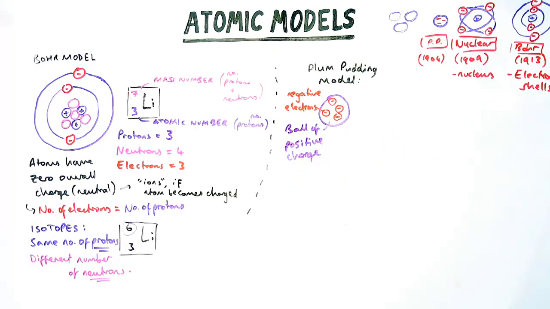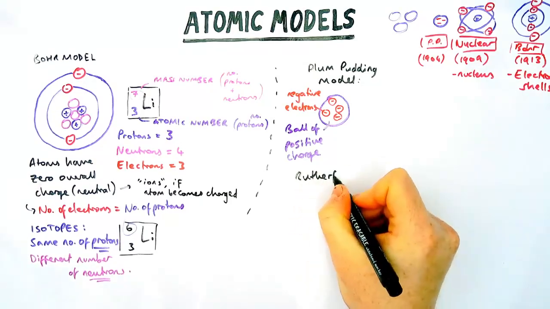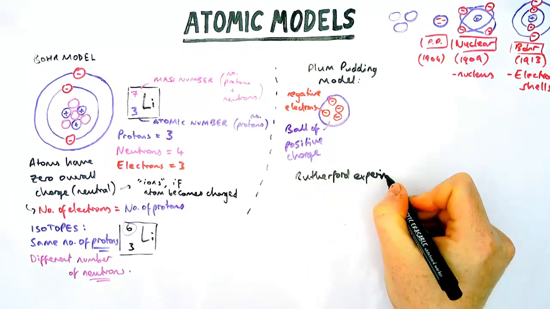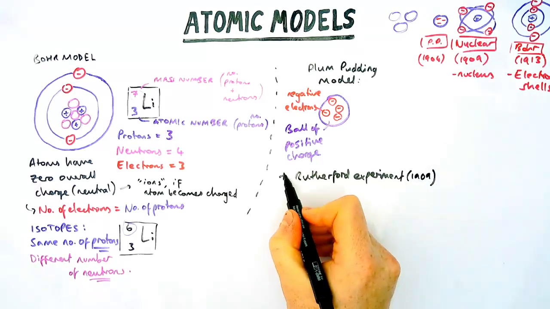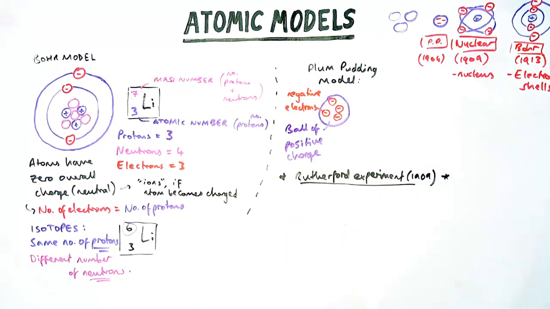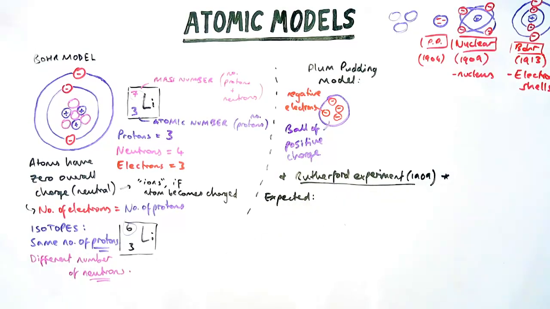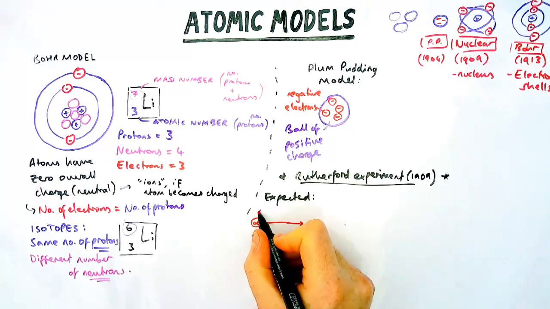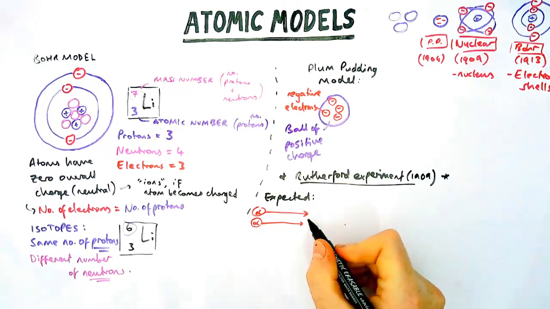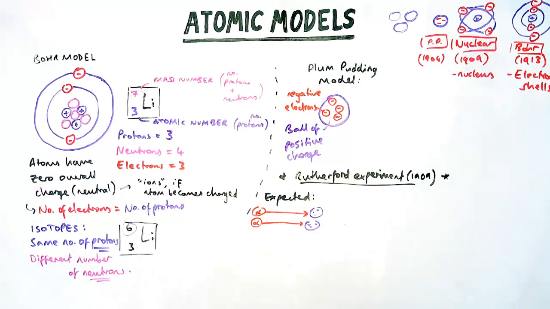A gentleman called Ernest Rutherford, in around 1909, devised an experiment to test whether this was the correct model of the atom or not. So we're going to look at his experiment, the setup, and what conclusions he drew. First of all, what he expected to happen if the Plum pudding model was true was that the alpha particles, when he fired them at an atom, would fly straight through. They wouldn't be deflected because there are only very, very small negative charges in amongst the positive charges.